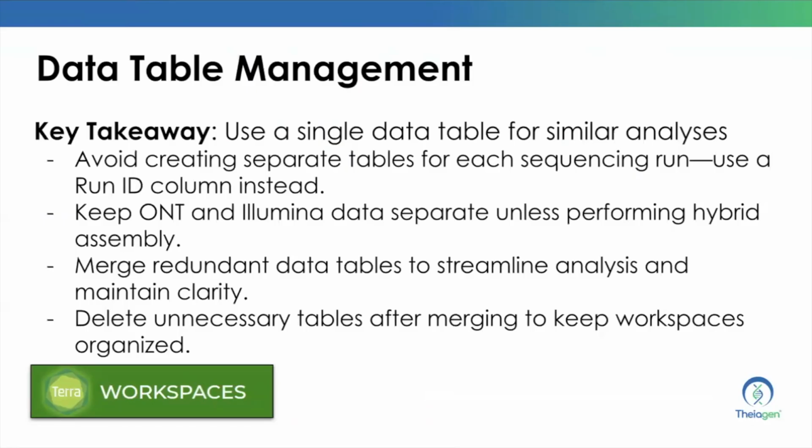All right, and so let's wrap up with some key takeaways. First, it's best practice to use a single data table for similar analysis. So, in general, try to avoid creating separate data tables for each new sequencing run. Instead, use a Run ID column in a single data table. It's also helpful to keep ONT and Illumina data in separate data tables unless you're performing analysis that requires both data types, such as hybrid assembly. When possible, it's best to merge redundant data tables and delete unnecessary tables to streamline analysis and maintain clarity.